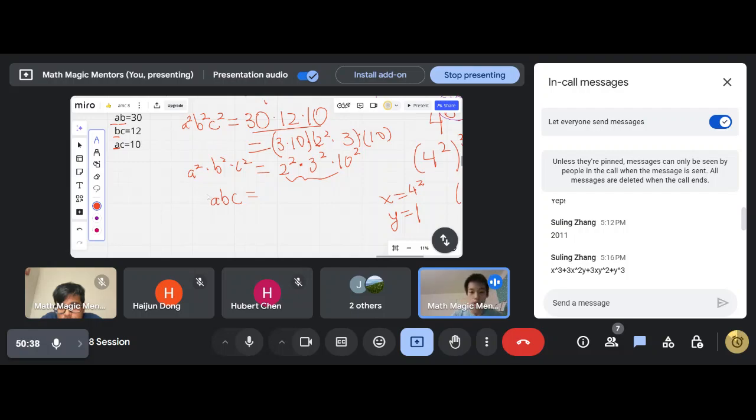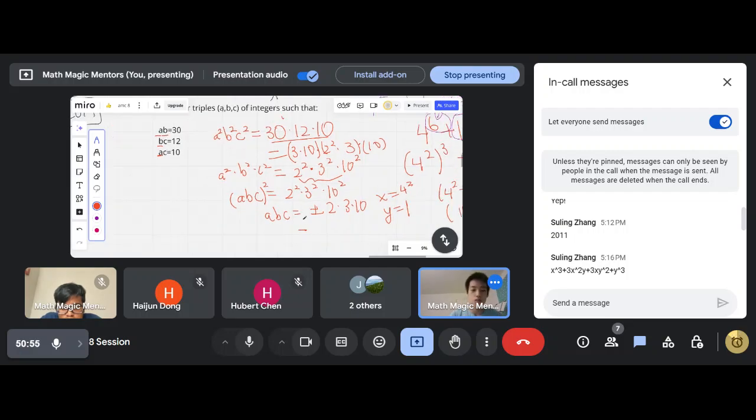So to make it more clear, I'm just going to write it as abc squared equals 2 squared times 3 squared times 10 squared. So taking the square root of both sides gives plus or minus 2 times 3 times 10. And 2 times 3 is 6, 6 times 10 is 60. So abc is plus or minus 60.